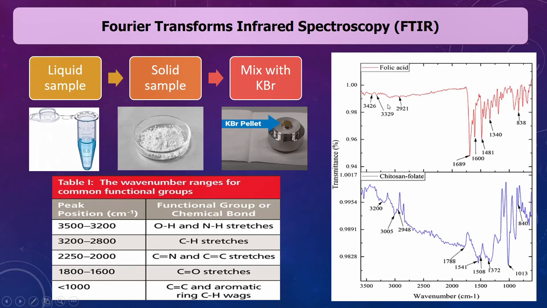We have an example of folic acid and chitosan folate. As you can see, some peaks are there, some values are there. What do these values mean? Like we have 838, 1340, 2921. Likewise in chitosan folate, we have some values.